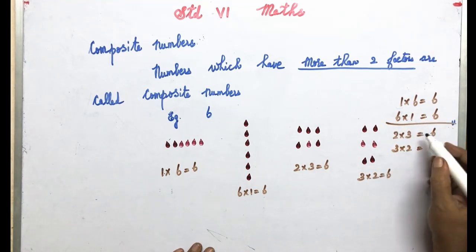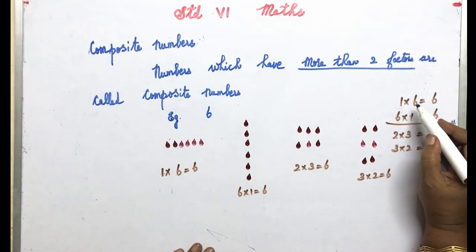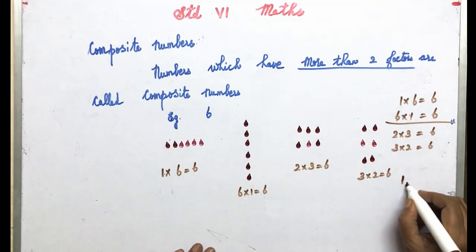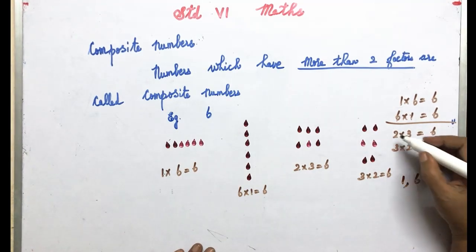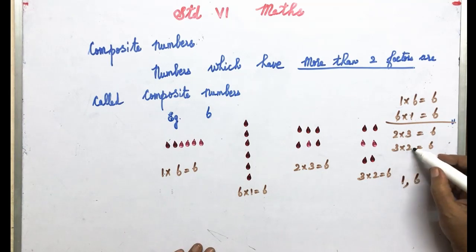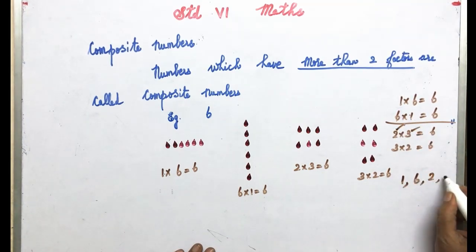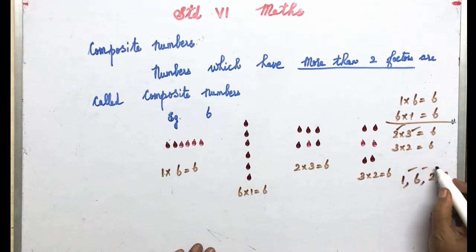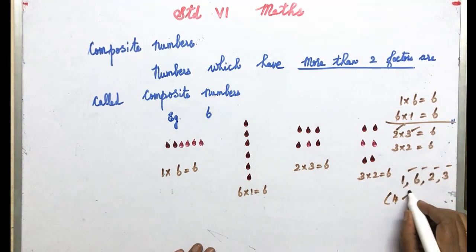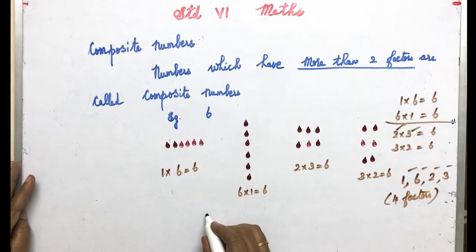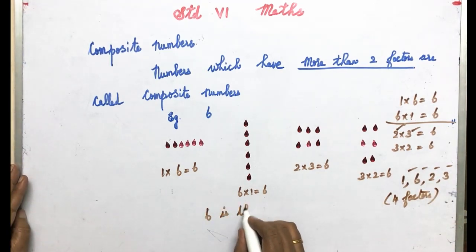But here both the numbers are same. 1 and 6, here also 1 and 6. So we can write 1 and 6. And here 2 and 3, and here 3 and 2. Again numbers are same. So we can write 2, 3. So here how many factors do we have? We have 4 factors. So 6 is a composite number.